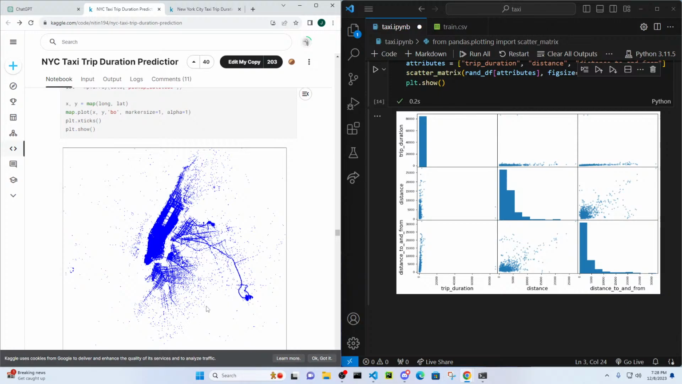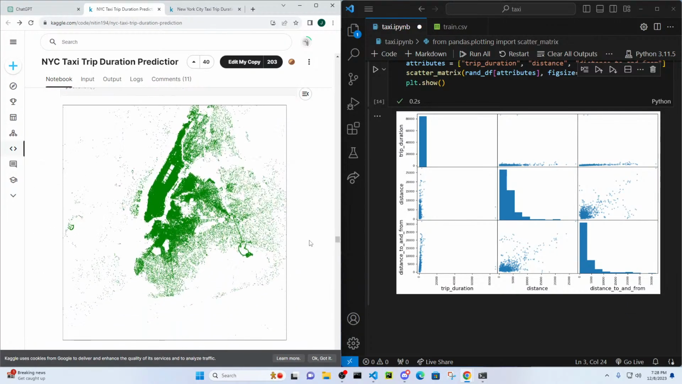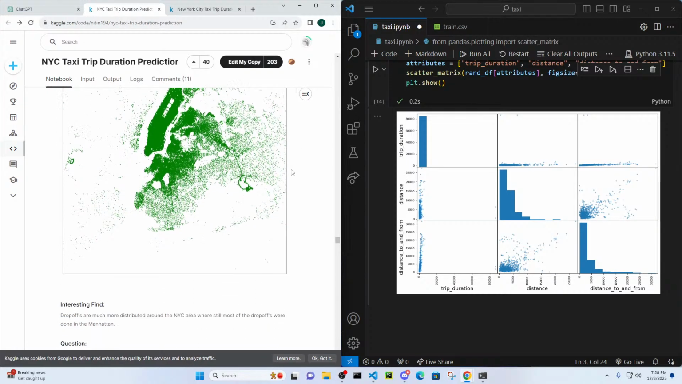Oh, yeah. Wow. Yeah, you're right. But there are a lot of drop-offs. Not a lot, but more, for sure. Huh. Yeah, that makes sense. That's interesting. Cool.